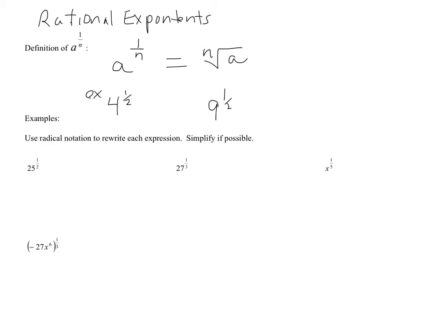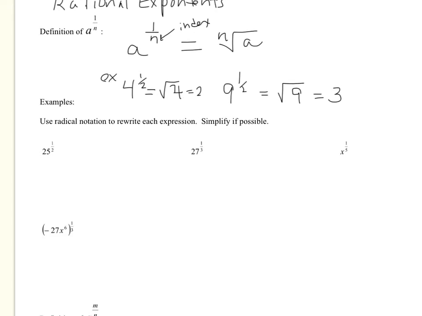When you have a fractional exponent or rational exponent, this number in the bottom is the index of a root. So when you see fractional exponents, it actually means a root of some sort. So 4 to the 1/2 is the square root of 4, which is 2. 9 to the half is the square root of 9, which is 3. It looks complicated with these fractional exponents, but it's really quite simple. So let's look at some examples.